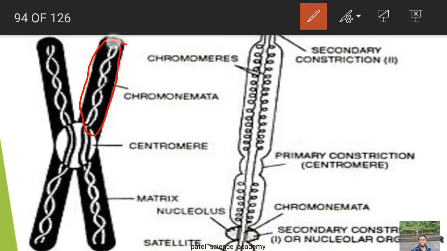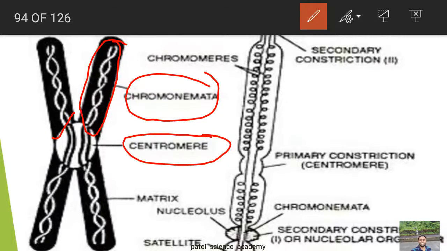This structure in this chromosome is called chromonemata. This middle part is called centromere. We joined these two structures with each other, and inside this there is a colorless liquid that is called matrix, and this is actually the matrix nucleolus.